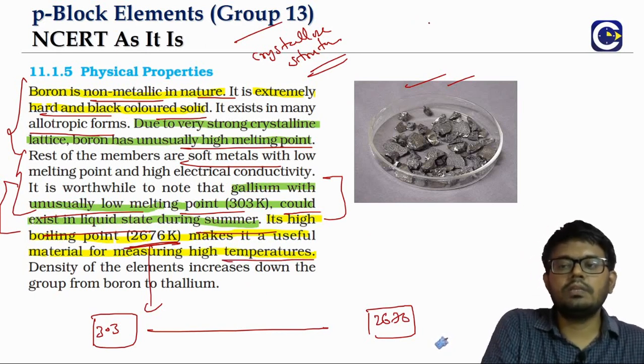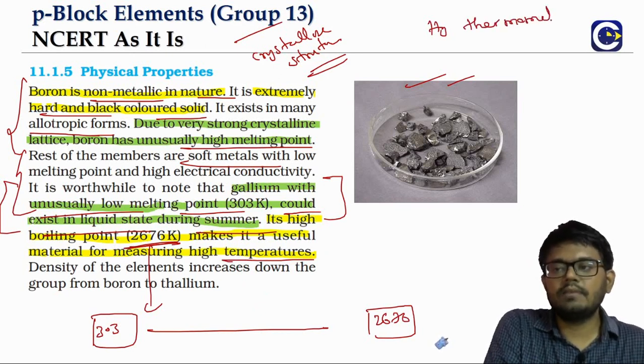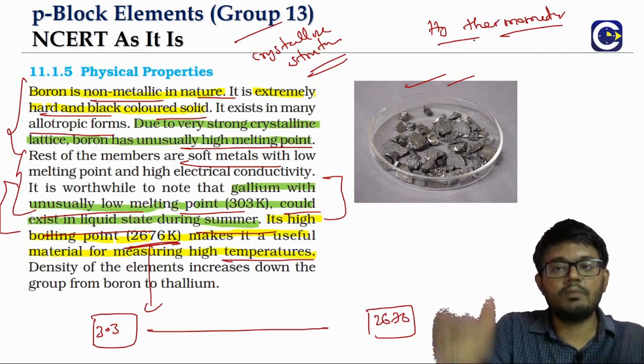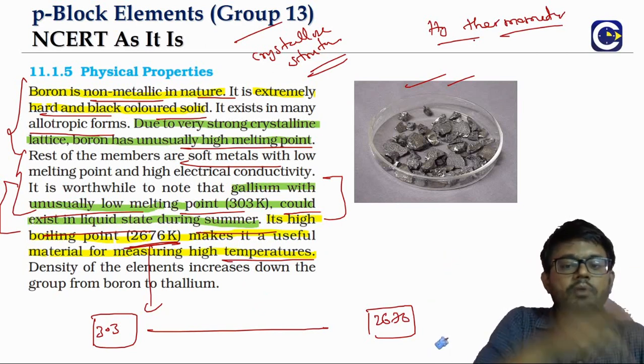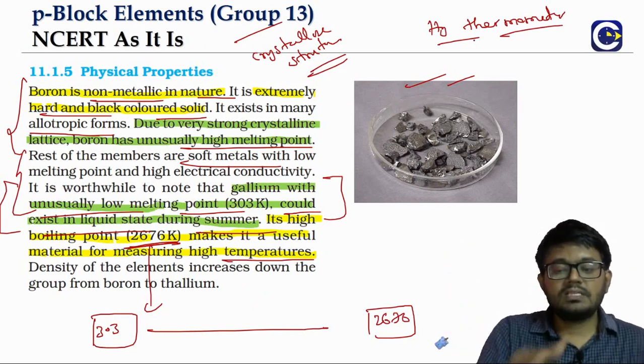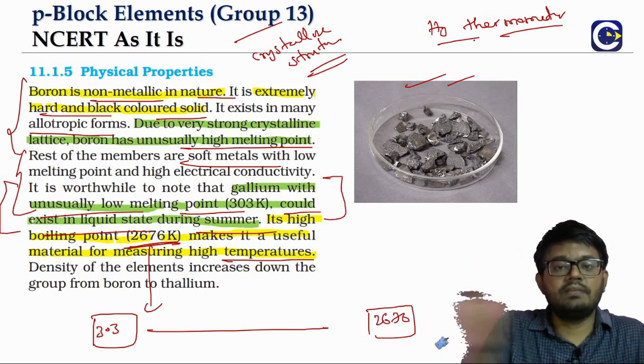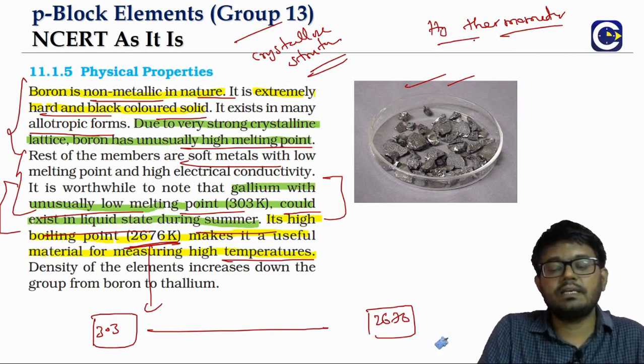See, a normal mercury thermometer, right? Any liquid thermometer will have a limitation. What is it? Their operating range is between the melting point and the boiling point. Because gallium has a large difference between the melting and boiling point, this will be suitable for measuring high temperatures. We can measure up to what? 2676 Kelvin.